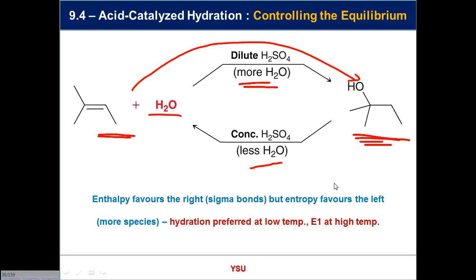In the other direction over here, if we start out with the alcohol, this is a byproduct. We want to get rid of it. So the less of it, the easier it is, right? So it's a matter of concentration. If you have more dilute, you're going to get the alcohol. If you have a concentrated system, you're going to get the alkene.